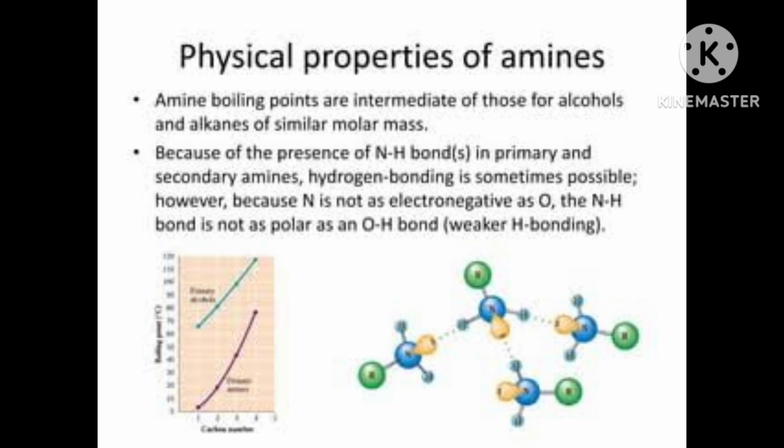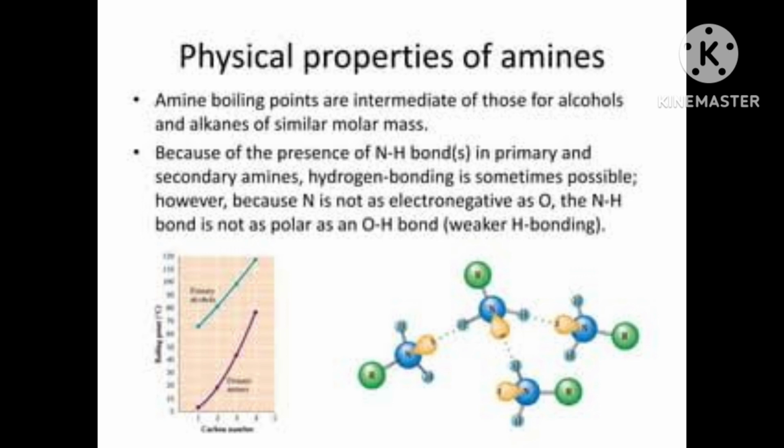Lower aliphatic amines are soluble in water because they can form hydrogen bonds with water molecules. However, solubility decreases with increase in molar mass of amines due to increase in size of the hydrophobic alkyl part.